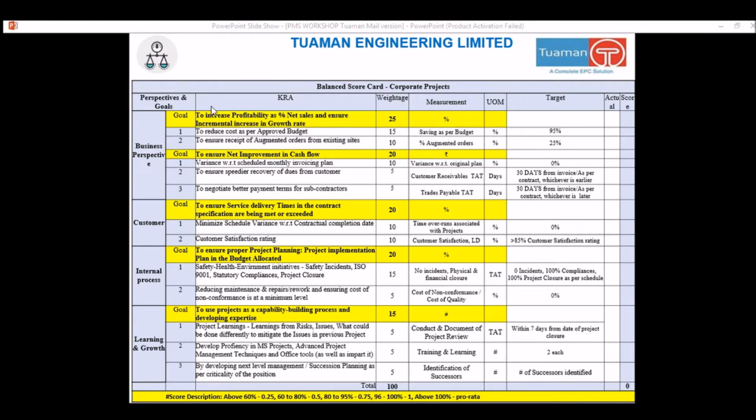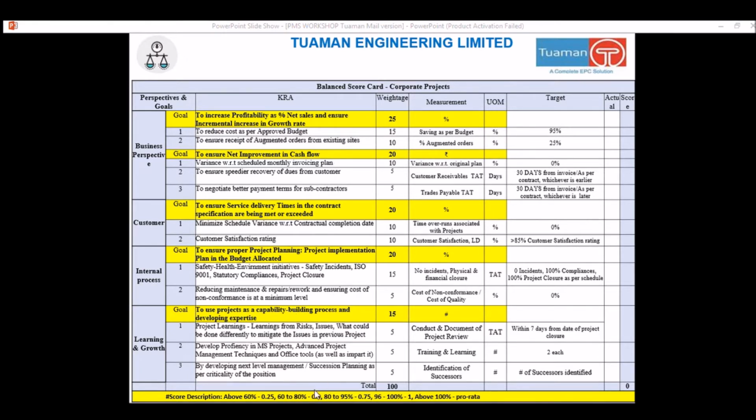To reduce cost as per approved budget, the measurement could be savings as per budget. And if you want to augment orders, the measurement will be percentage of augmented orders. So these are the measurements, the KPIs. How are you measuring the initiative to your goal? The unit of measurement here is percentage, since I'm saying savings against budget and percentage augmentation in orders.